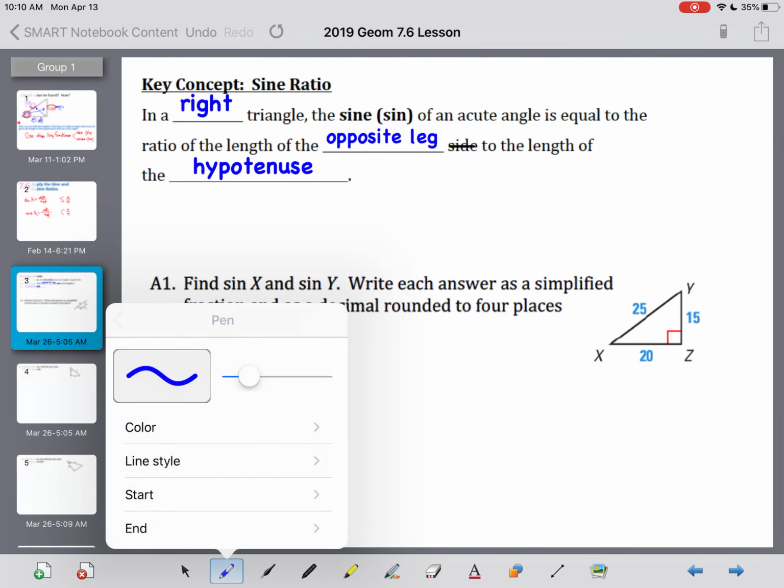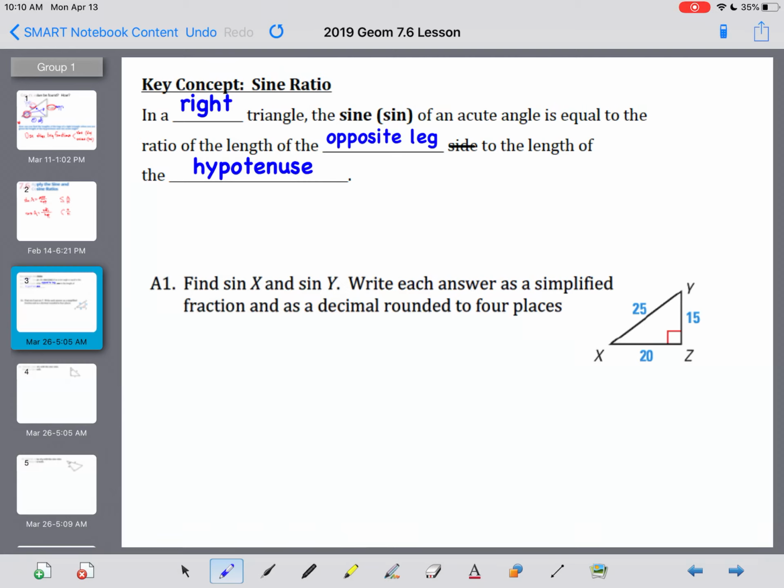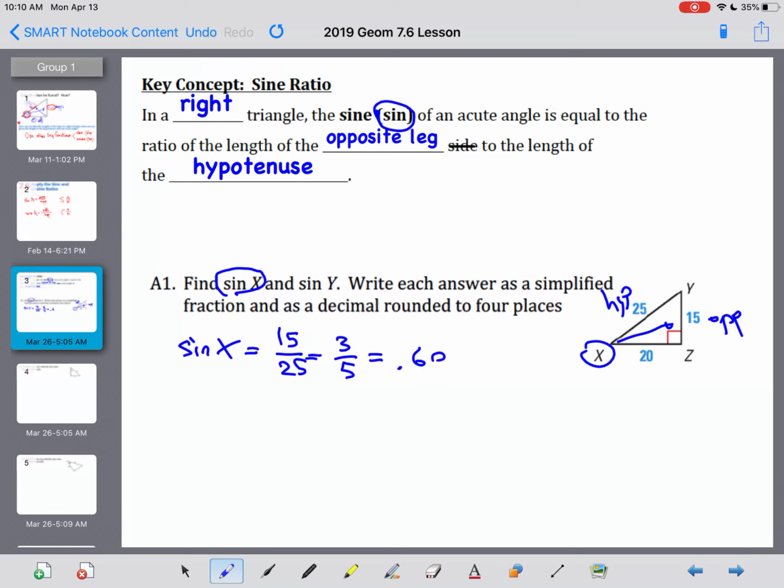So as we said, we have these items here. The sine ratio, which I have abbreviated as sin, is again opposite leg over the hypotenuse. Looking at A1 here, if I'm doing the sine of x, here's the opposite, and here's the hypotenuse. So the sine of big X equals 15 over 25. I can divide out 5s and get 3/5, and then the decimal for that is 0.6 with some zeros after it.